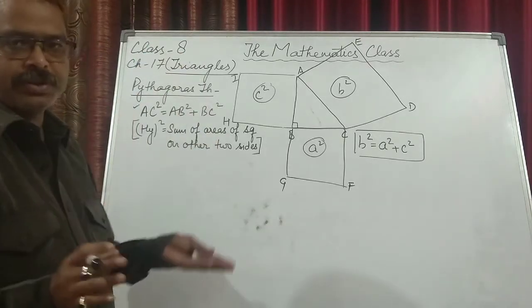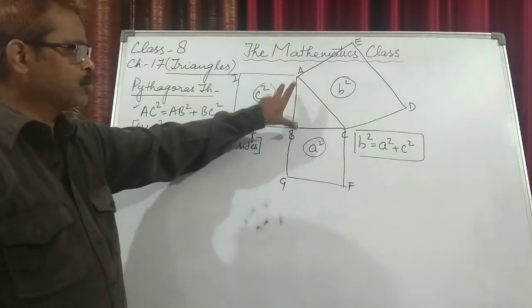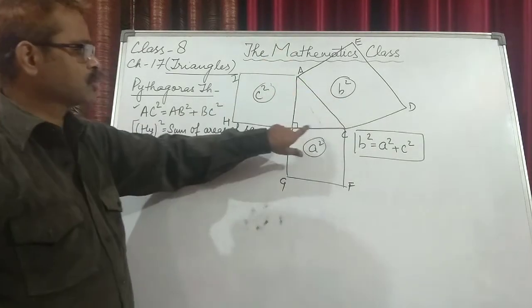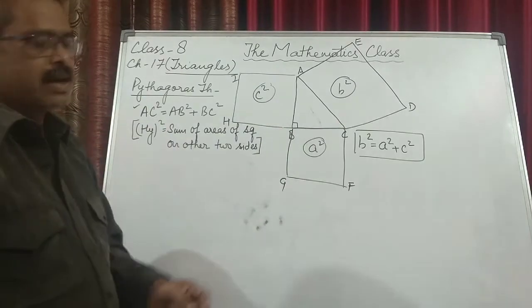In the triangle there are only three sides. One is the hypotenuse, so two are left. So the square of the hypotenuse is equal to the squares on the other two sides.